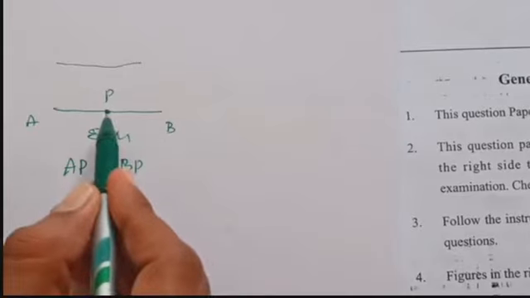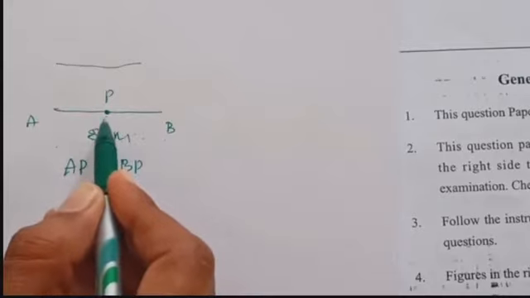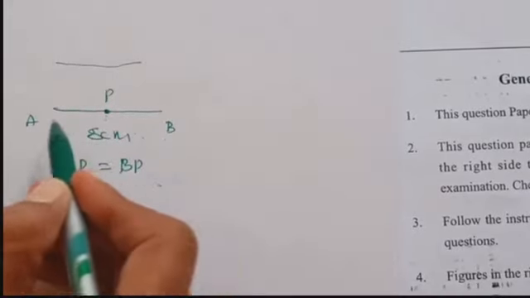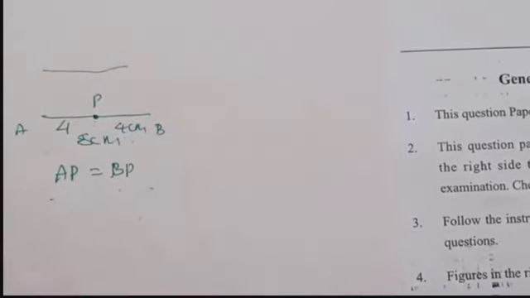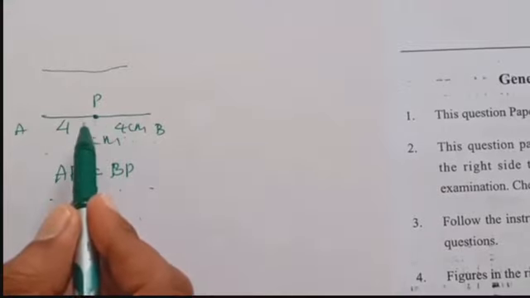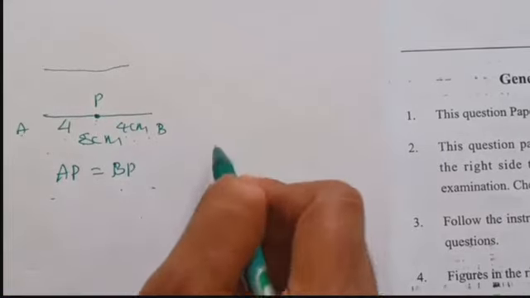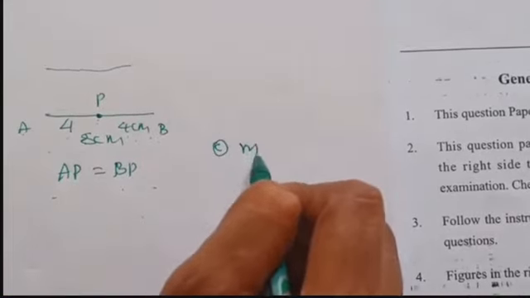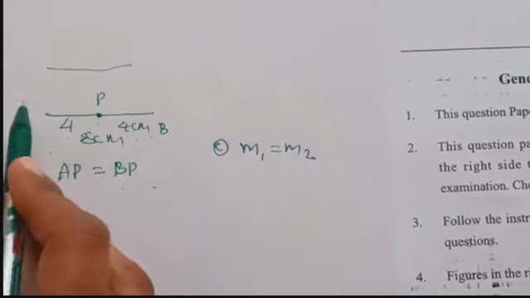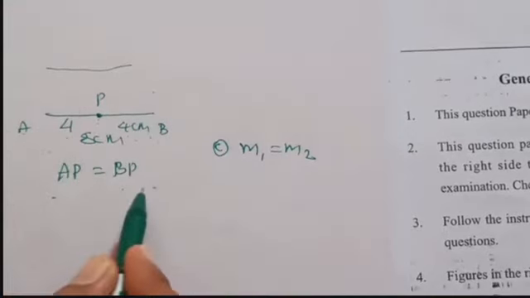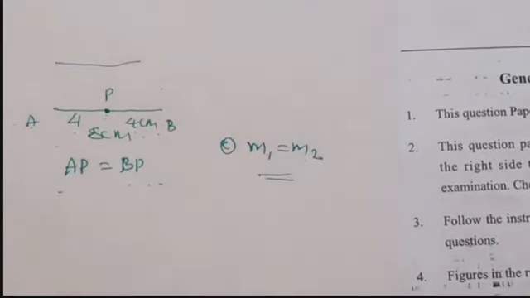So this point P has been divided at the midpoint. That means this 8 centimeter has been divided at the point P so that AP equals BP, so AP will be equal to 4 centimeter and BP will be equal to 4 centimeter, right? So the point P is at the middle of this line segment, correct? So the C option will be correct. M1 will be equal to M2, because this AB line segment has been divided in the ratio M1 is to M2, where AP equals BP. So M1 should be equal to M2. So C option is correct.